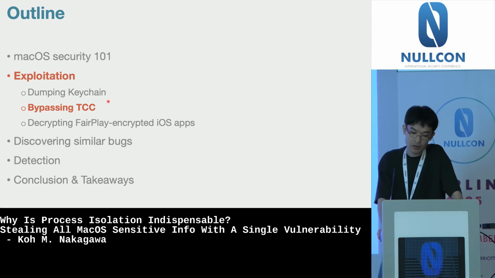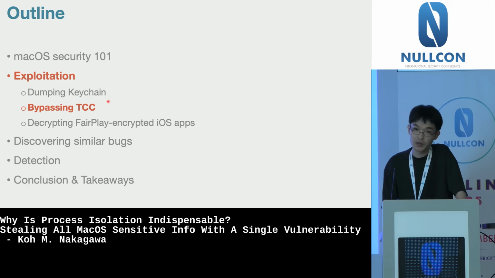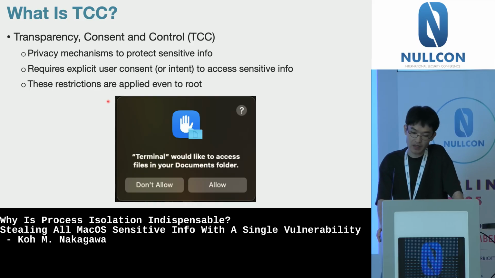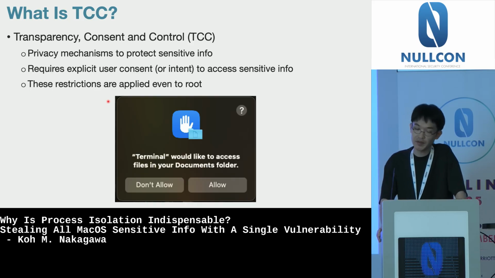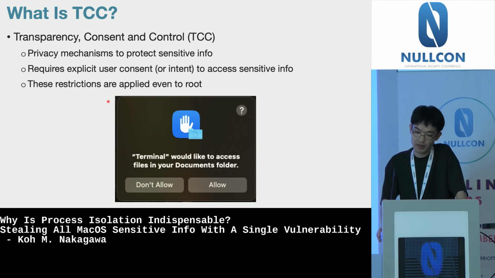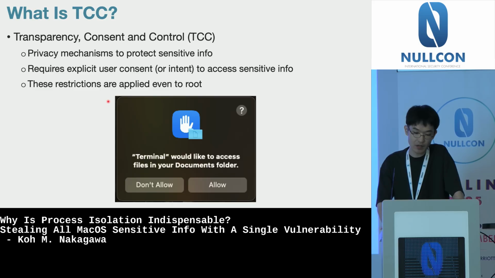Next, let's move on to how this vulnerability can be used to bypass TCC. So what is TCC? TCC stands for Transparency, Consent, and Control. It's a macOS privacy mechanism designed to protect user-sensitive data. If you've ever joined a Zoom meeting on macOS, you've probably seen one of those slightly annoying pop-ups asking for permission. That's TCC in action. But despite being annoying, it's a crucial privacy safeguard.